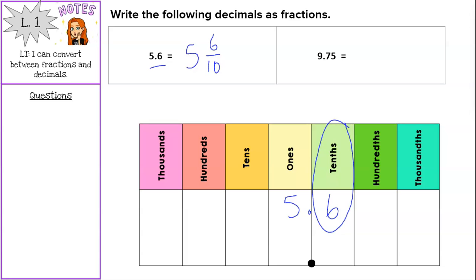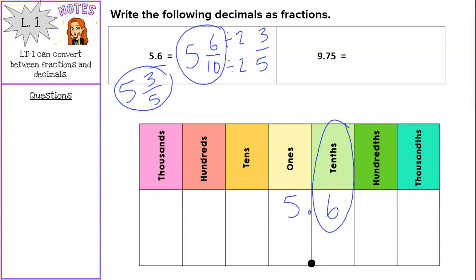Now we'd like to reduce that fraction. 6 tenths can be divided by 2 on the top and 2 on the bottom. 6 divided by 2 is 3, and 10 divided by 2 is 5. So we could actually write this as 5 3/5. Both fractions are accurate. One is just simplified, which is often asked of you to do.